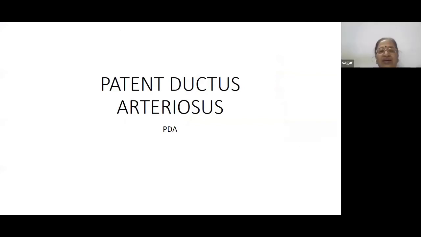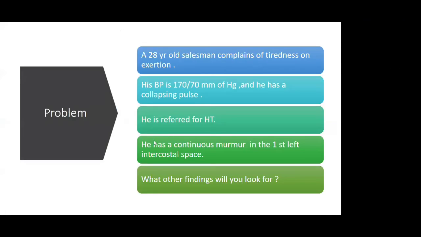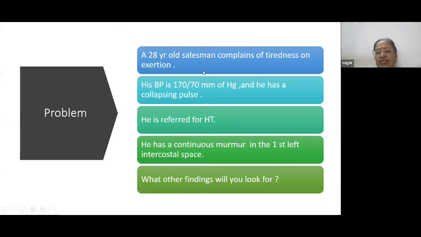Yes. Okay. Right. So we go to PDA, patent ductus arteriosus. Let's look at this problem. A 28-year-old salesman complains of tiredness on exertion. His BP is 170/70 and he has a collapsing pulse. He's referred for hypertension; people think he's a young hypertensive, that's why he's referred to you. There's a continuous murmur in the first left intercostal space. What other findings will you look for?